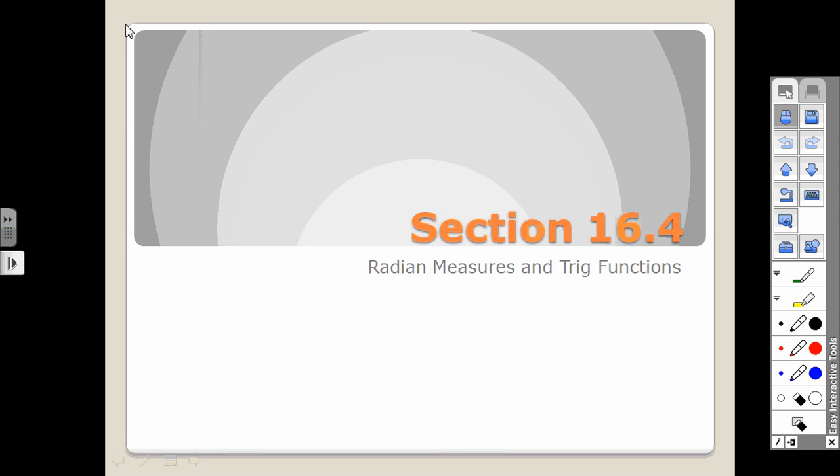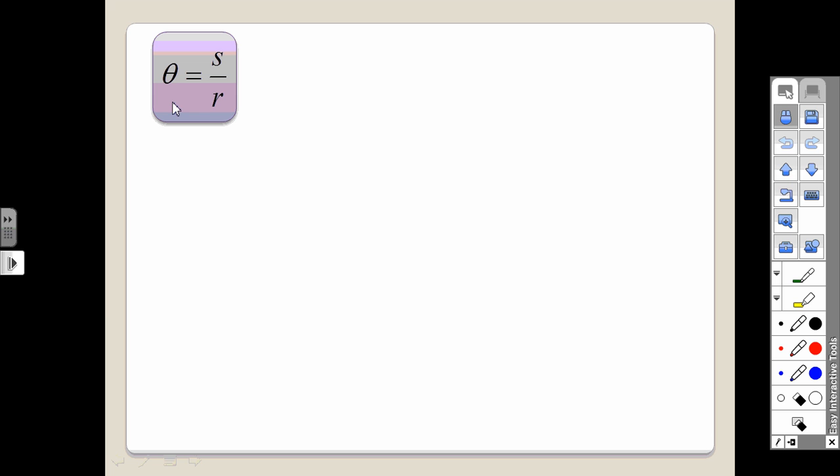All right, section 16.4, we're now going to be dealing with the radian measures and trig functions. So how do we deal with all of our 6 trig functions when our angles are in radians as opposed to degrees? The first thing that we're going to talk about is how the radian angle measurement relates to the arc length and the radius of the circle.